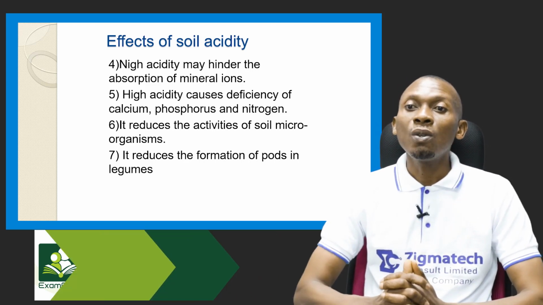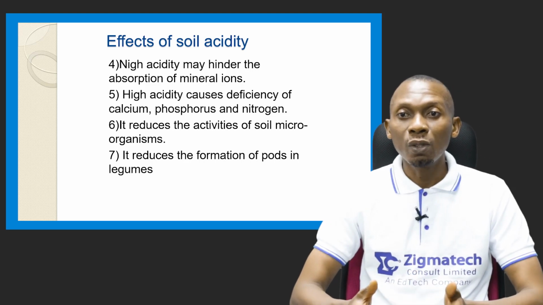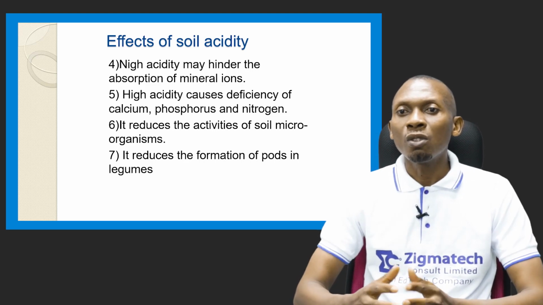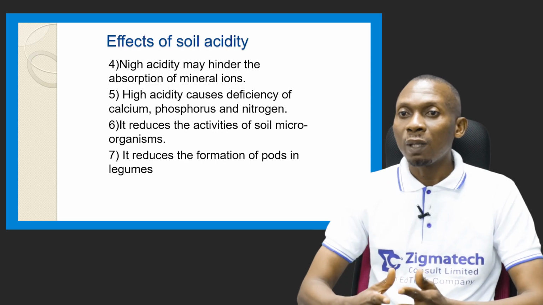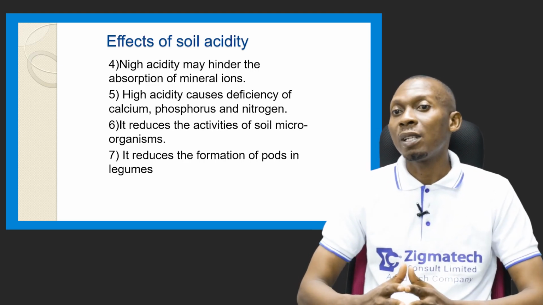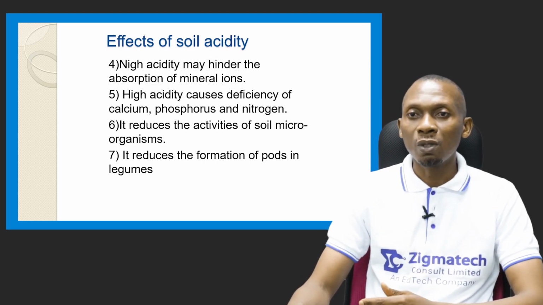High acidity can also reduce the formation of pods. Now, leguminous crops do produce pods, that's where the seeds grow. And so, if pod formation is low, that will lead to a low output from that crop farm. So, if you have a soil that's acidic, the formation of pods of legumes is usually reduced.